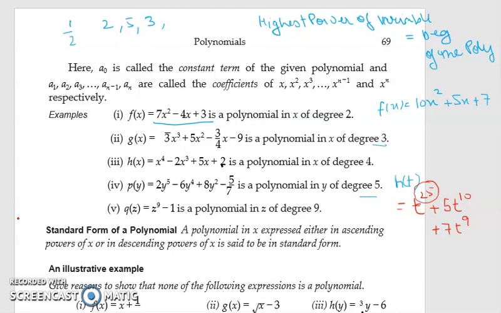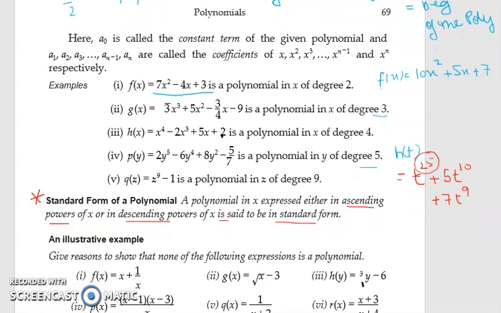Now, very important, standard form of a polynomial. A polynomial in x expressed either in ascending powers of x, or in descending powers of x is said to be in standard form. Either it should be in ascending form or descending. Now another reason you should do these examples also. Students, I have explained them, and you have to do these examples in your fair registers.